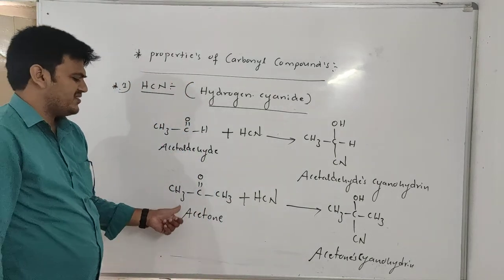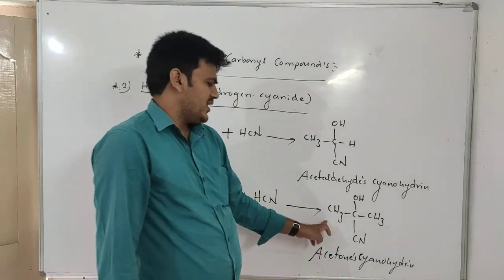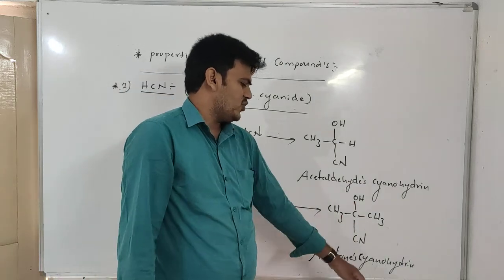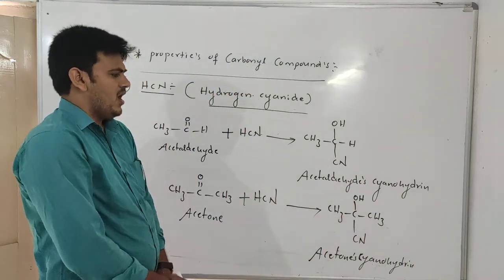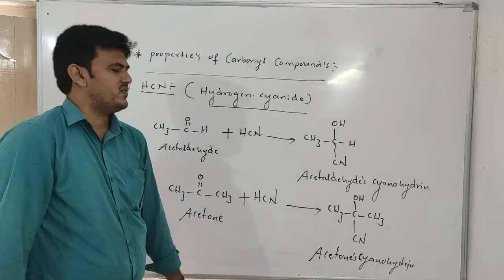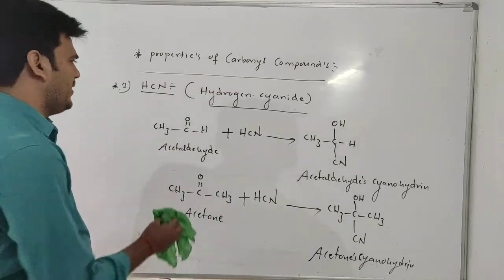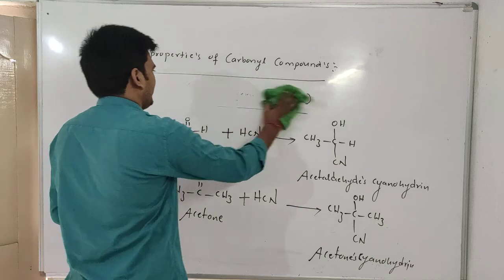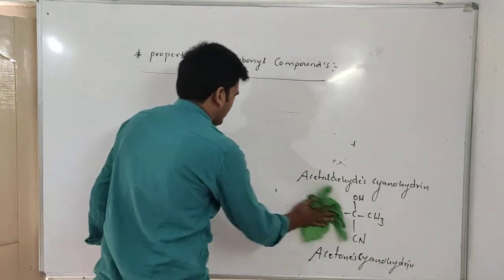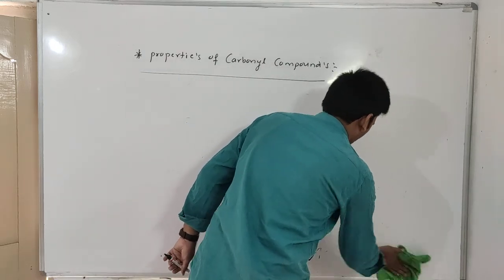Next, the same with acetone, formula CH3C=O CH3, plus hydrogen cyanide, HCN. So CH3CCH3, next O⁻H⁺, OH and CN. Acetone cyanohydrin. Acetaldehyde cyanohydrin, next one acetone cyanohydrin. So the first property of carbonyl compounds is reaction with hydrogen cyanide. Next, the second property of carbonyl compounds.